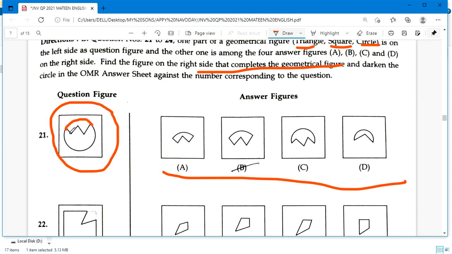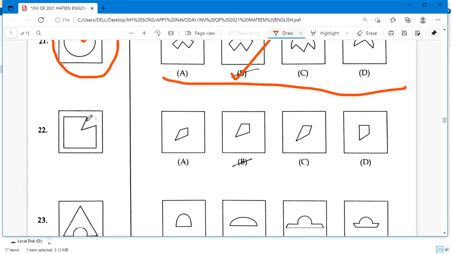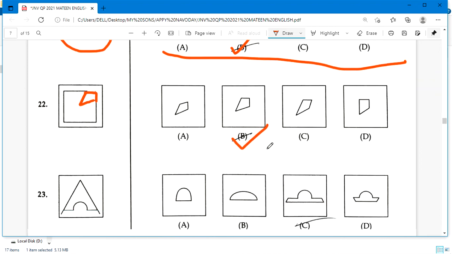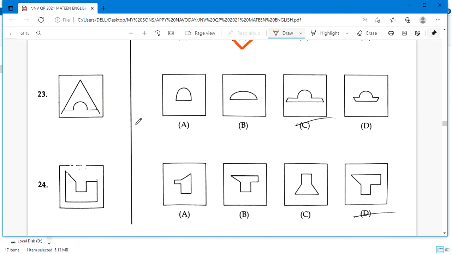So what we are getting, where we are observing this shape, that's the right answer. That's nothing but option B. In the similar way, we are going to the 22nd question. That's also very easy, and we are getting a shape like this. That's also option B. It is quite an easy question.